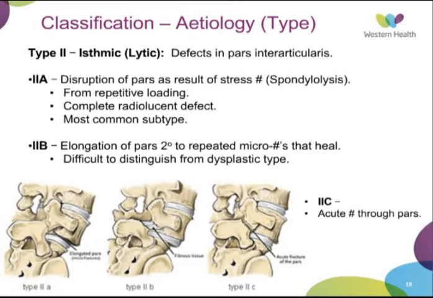Type 2B, you get elongation of the pars, which is secondary to repetitive microfractures and healing. So you get microfracture healing, and that continues, and that eventually elongates the pars interarticularis. This can be difficult to distinguish from the dysplastic type. And 2C, where you get an acute fracture through the pars. And I've got some illustrations here. 2A, where you have a defect there. 2B, where it's elongated. And 2C with an acute fracture.